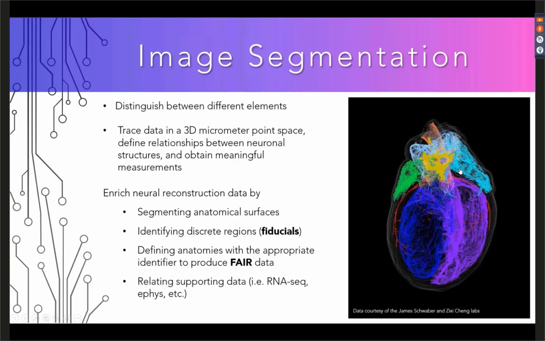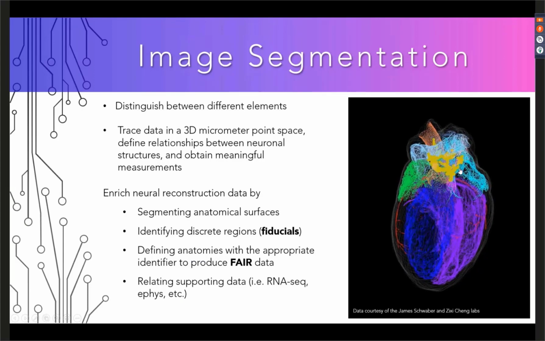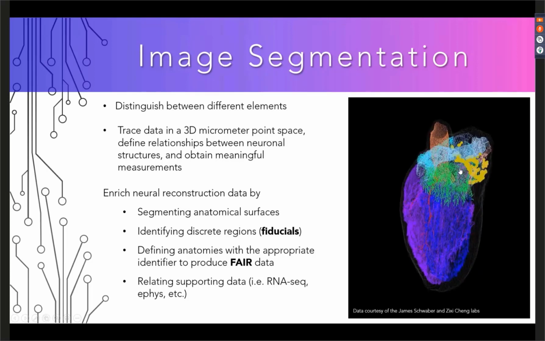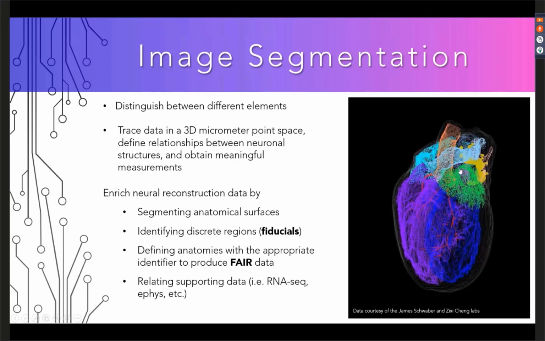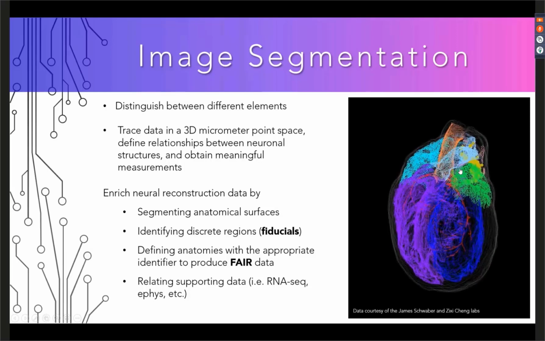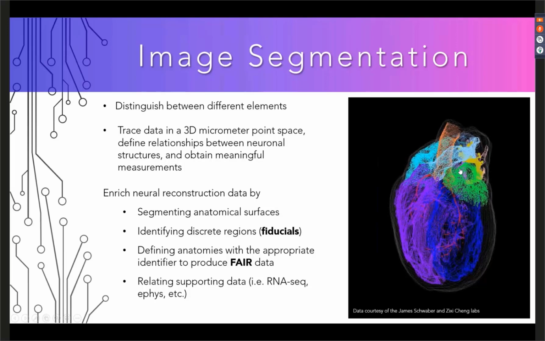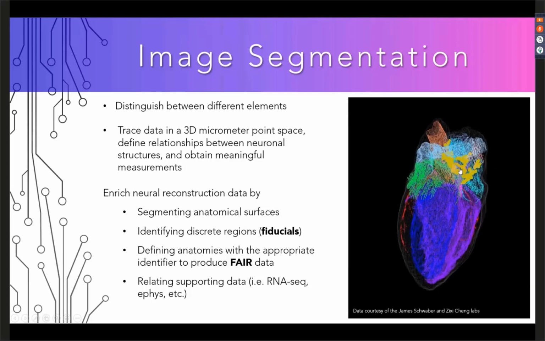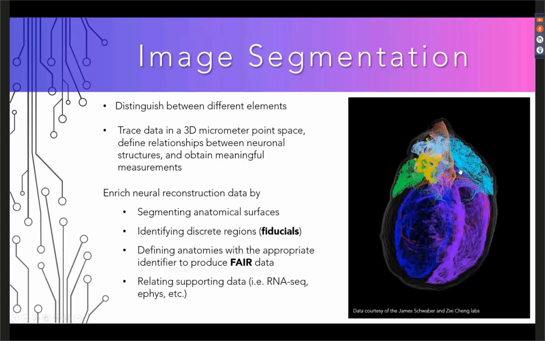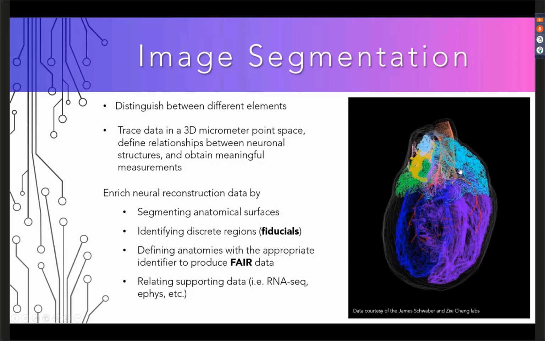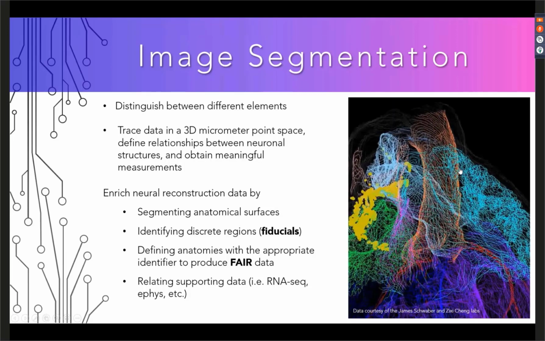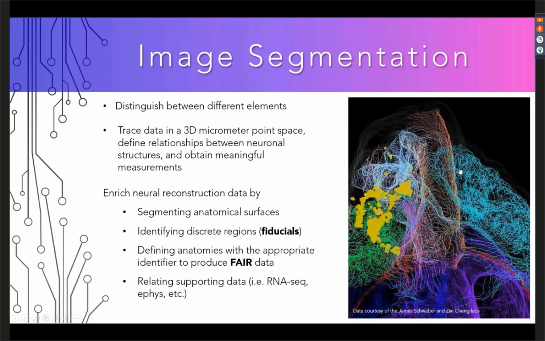When we segment image data, we create the ability to distinguish between different elements that are captured in the microscopic images. By tracing data in a 3D micrometer point space, we can define relationships between neural structures and obtain meaningful measurements. We can then enrich neural reconstruction data by segmenting other features such as anatomical surfaces and by identifying discrete fiducial regions. If you define the anatomical features with FAIR, machine-readable identifiers, you'll enrich the data even more, allowing others, both humans and computers, to access and make use of this information.